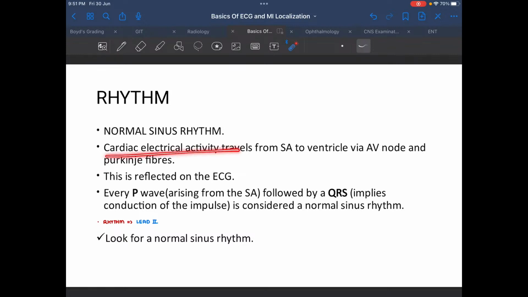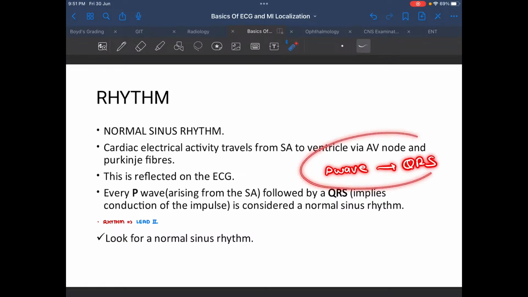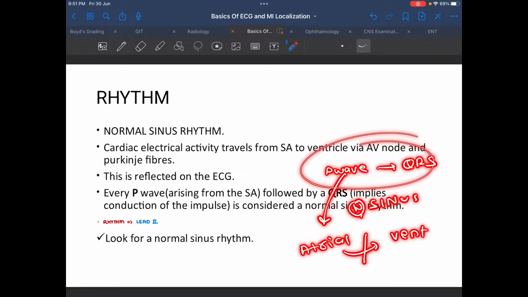The cardiac electrical activity travels from the SA node to the ventricle via the AV node and your Purkinje fibers. So that is my normal sinus rhythm. Okay? So just remember, every P wave is going to be followed by a QRS. What do I mean by the P wave? My atrial depolarization is happening, and that is being followed by a ventricular depolarization with a PR segment.